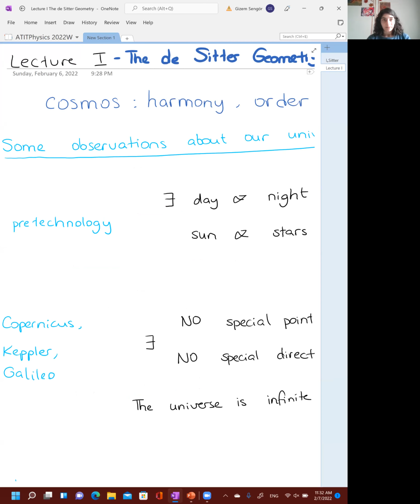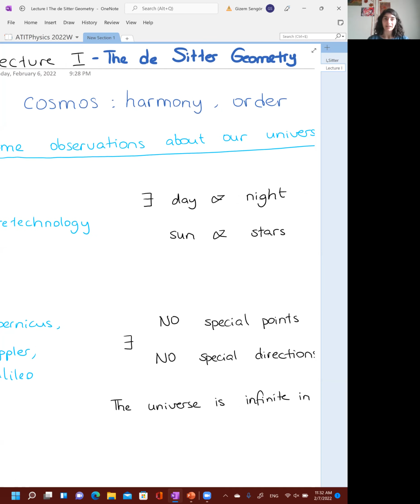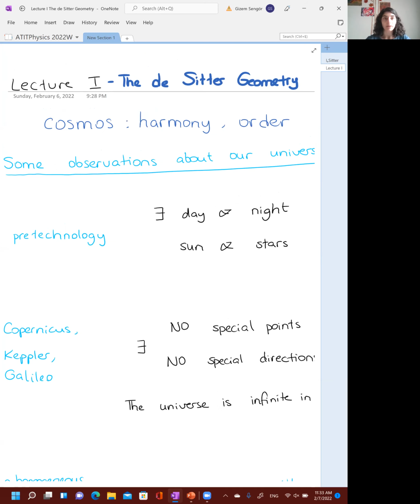To begin with the primordial cosmology part, and in fact the cosmology part: cosmos is a Greek word that means harmony and order. And so cosmology is a field in physics that studies the history of our universe, and tries to put it in an ordered, harmonious picture. For the first lecture, we will focus on the de Sitter geometry. But before we get to that, let's consider some observations about our universe.